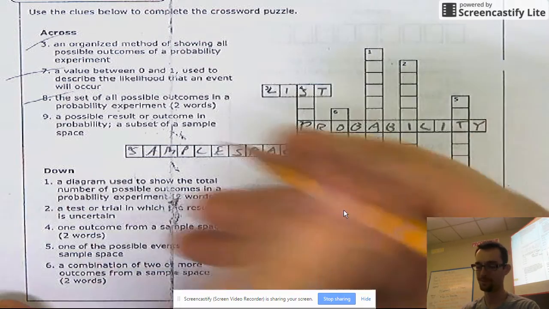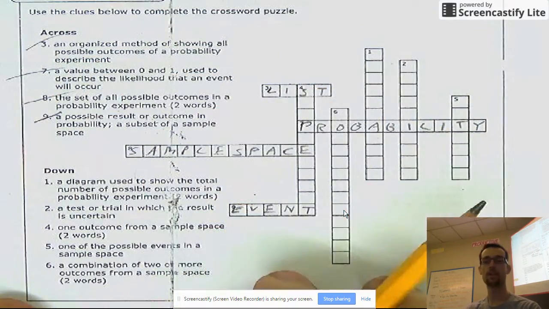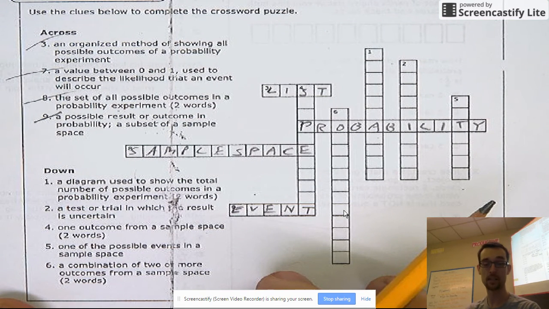The crossword puzzle is. Really, though, the event is what happens. The event is the action, like rolling a die is an event. The outcome is what comes out of it, the 2 or the 4 or the 5, right? But that's okay. We'll take it.